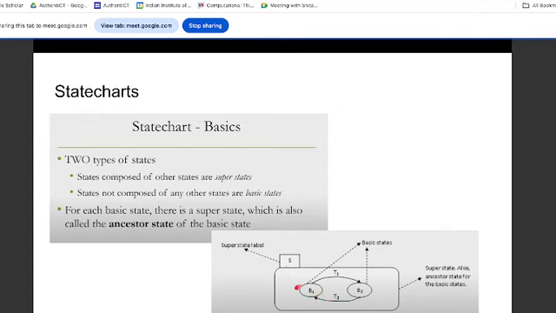Within the super state, there would be a transition T1 to go from B1 to B2, and a transition T2, an interaction, which causes B2 to go to B1. So these are basic states. The super state is nothing but the ancestor state for these basic states B1 and B2. Each super state may contain a single basic state or multiple basic states. If a super state contains only a single basic state, it is called the OR super state. So this is the single state machine.